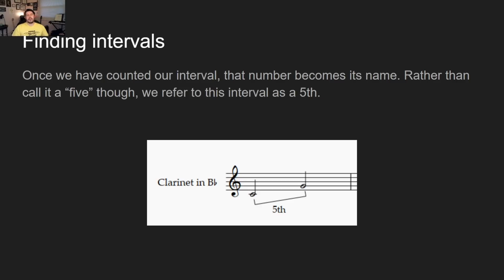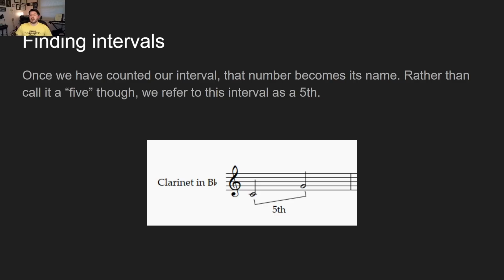So rather than calling it a 5, we call it a fifth. You can see right there, I've labeled that for you. Between C and G, that is your fifth down there. This works for all of the different numbers that we have on there. Even the compound intervals, we still count them the exact same way.